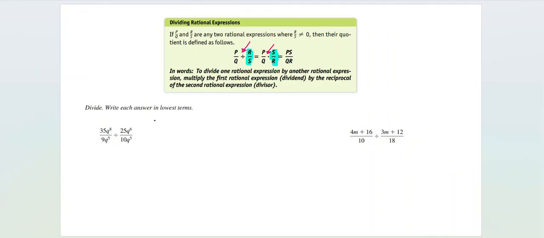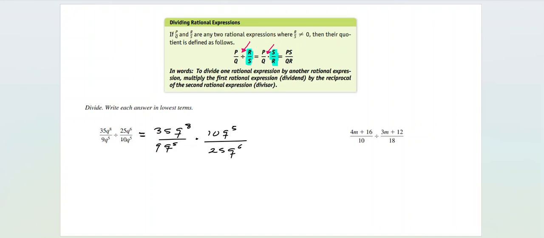So let's then try to solve this exercise here where they say divide and write each answer in lowest terms. We always have to write the answer in lowest terms. So the first thing I'm going to do, before trying anything else, is rewrite this division as multiplication by the reciprocal of the divisor. So we have 35q to the 8 over 9q to the 5, times the reciprocal of 10q to the power of 5 divided by 25q to the power of 6.